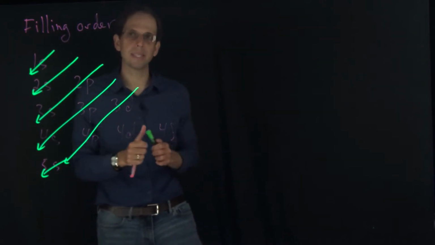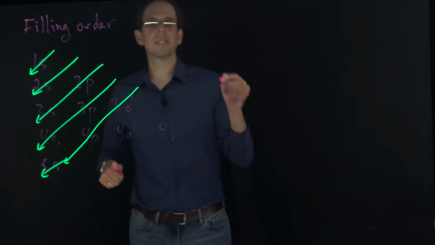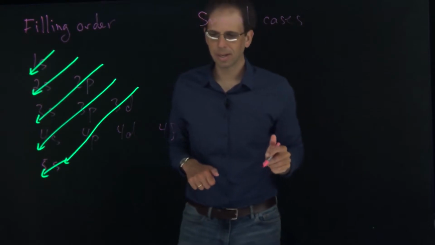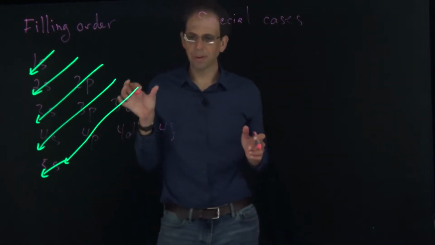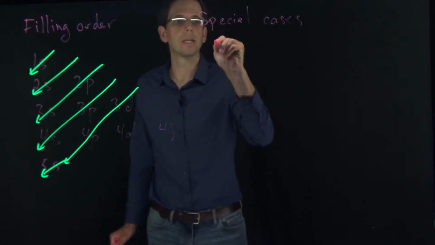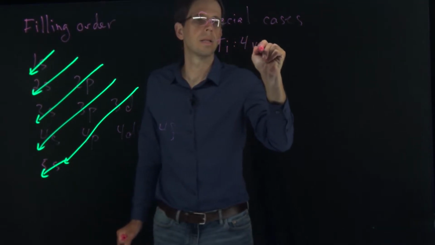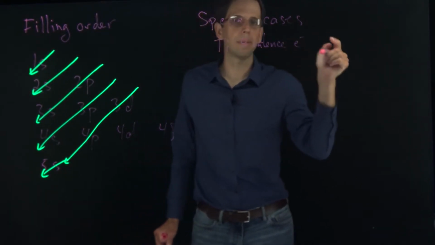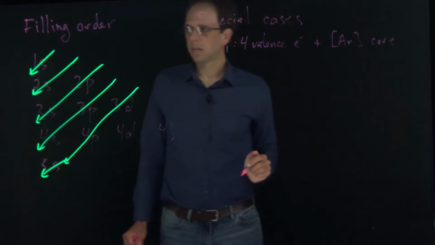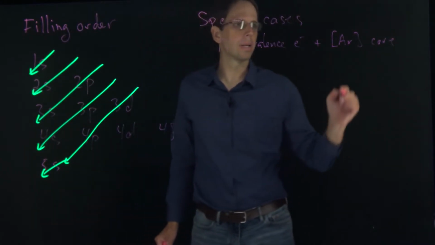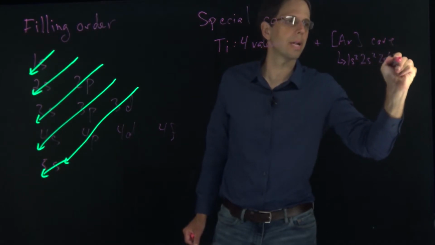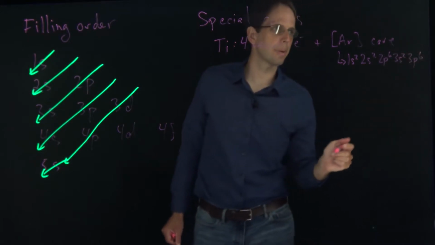The second thing that makes these ones trickier is that you have lots of special cases. And so in the main lecture, we talked about some of these in the transition metals. But for example, if you look at titanium, which has an argon core, it has 4 valence electrons, so 4 e- plus an argon core. So the argon core fills up all the way through 1s2, 2s2, 2p6, 3s2, 3p6. So that's my argon core.